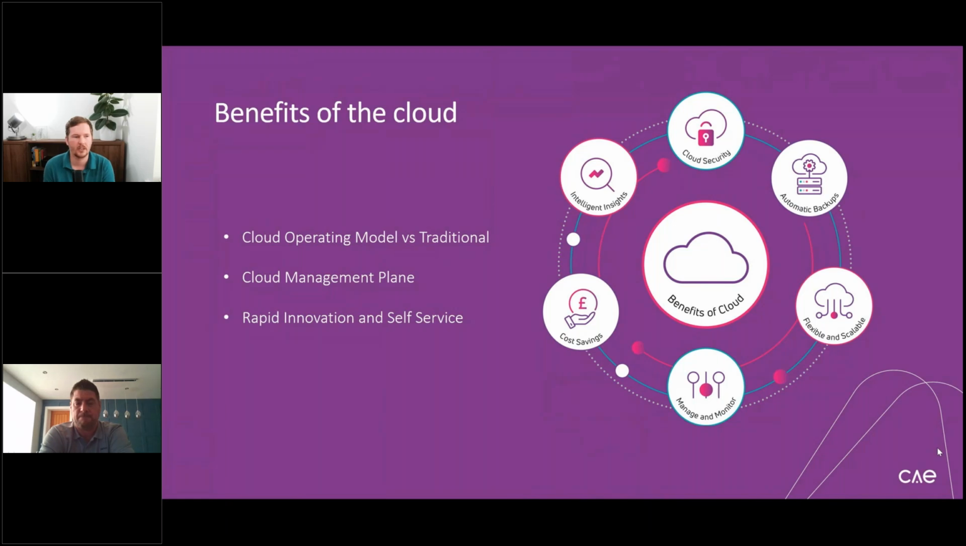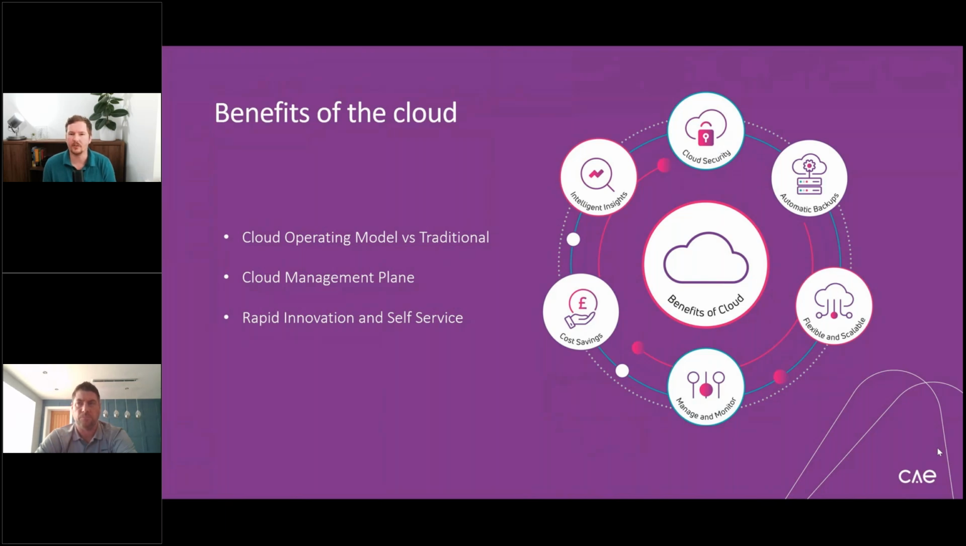Thank you very much. So, benefits of cloud. Now, when we talk about the benefits of cloud, I feel I need to clarify something. I'm not talking about the benefits of the cloud platform itself, but rather the benefits of adopting a cloud operating model alongside that cloud platform. So the cloud operating model is really, really important.